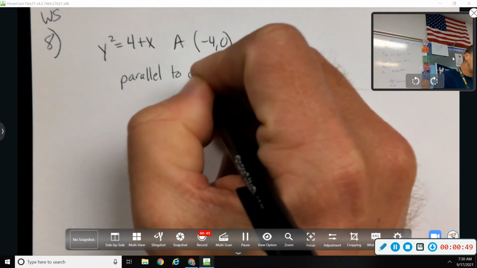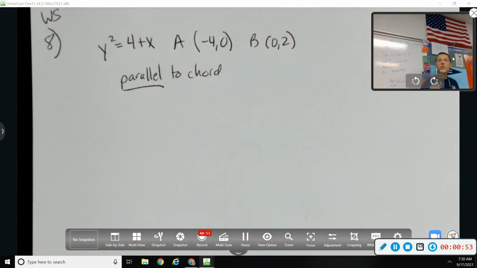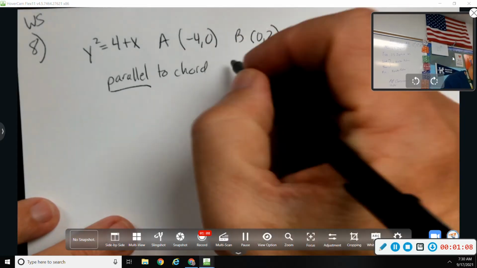Similar to one of those on the last test, there was a parallel question, which most of you got. I mean, it's the same slope. A few people, because the example I did in class had perpendicular, found the perpendicular slope because that's what we did in class. They didn't, I guess, read the question carefully enough. So parallel to the chord.